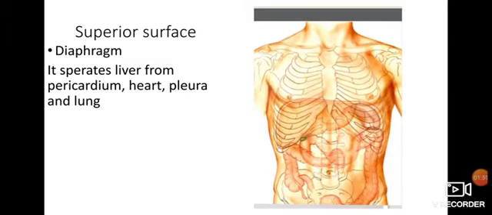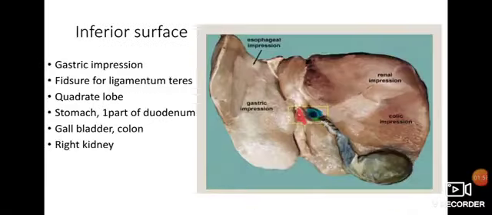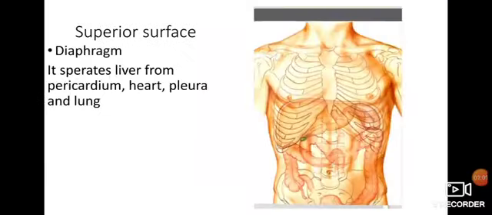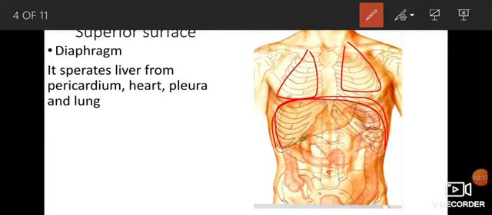Then regarding the superior surface, it is related with the diaphragm. You can see the superior surface with the diaphragm. This is the area of the diaphragm that is present on the superior aspect of the liver. So, this diaphragm is separating the liver from the lung on either side in the upper part with the pleura, and also the heart that comes in between the two lungs.